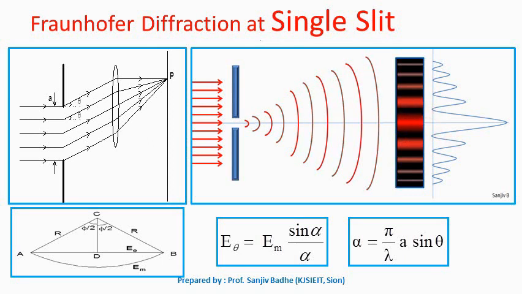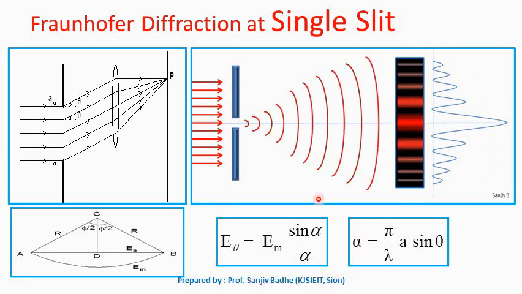Intensity again increases, we get a secondary maximum. Again it decreases, we get a second minimum. On both sides we will get a second minimum. Again secondary maximum, minimum, and so on. So this is how the intensity is distributed in single slit diffraction.